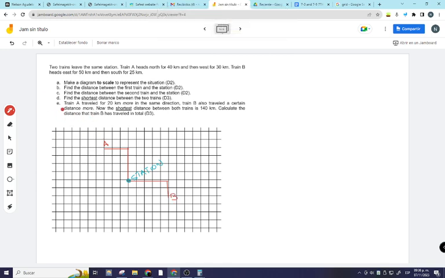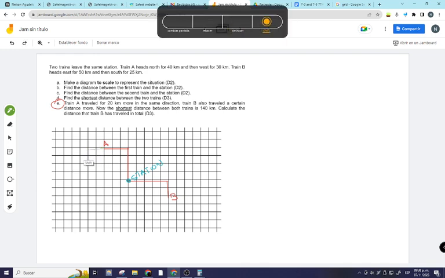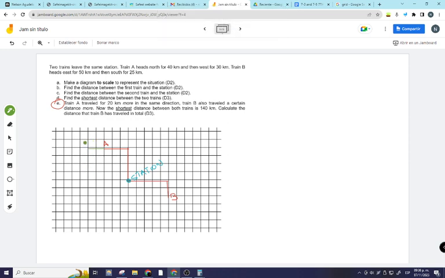But now, let's see what here is written. Train A traveled 20 kilometers more in the same direction. So 20 kilometers more in the same direction. So let's represent it. So this is actually 50. Okay? And train B also traveled a certain distance more.